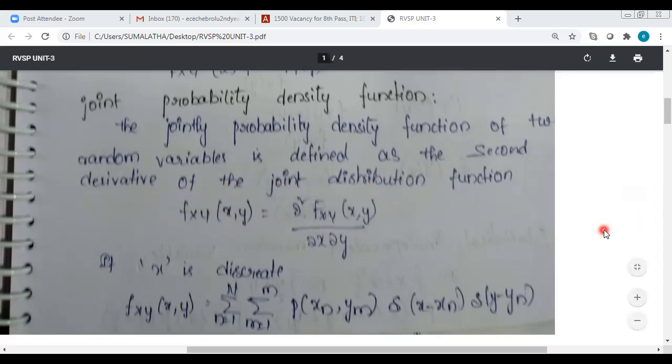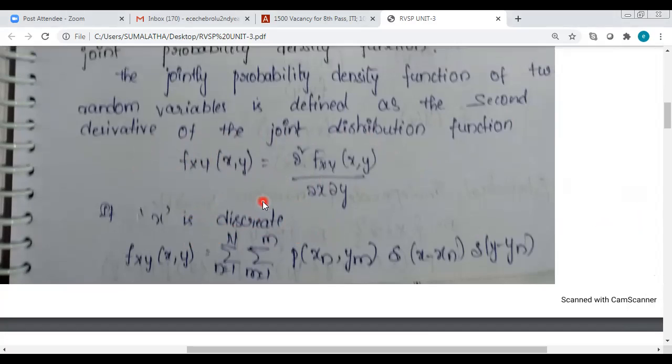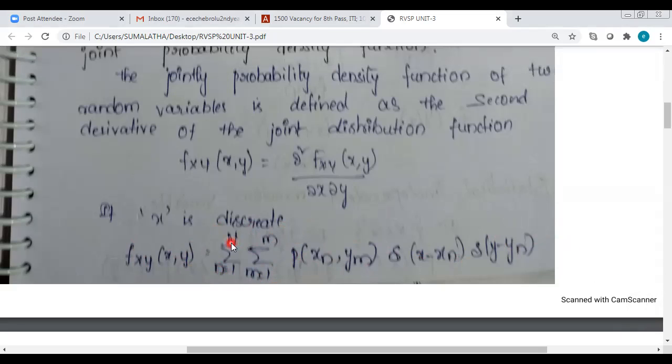Suppose x is a discrete random variable. When we say discrete, what should we remember? We take summation. So small fxy of x comma y is equal to summation n equal to 1 to capital N, summation m equal to 1 to capital M, p of xn comma ym, delta of x minus xn, delta of y minus ym. So this is the formula for the joint density function if x and y are discrete random variables.